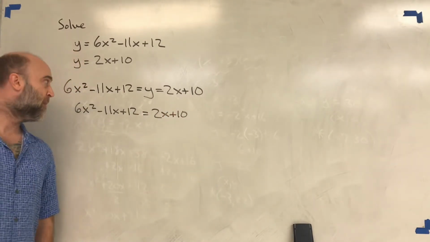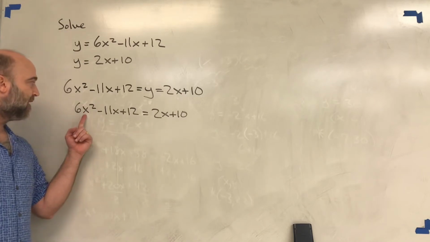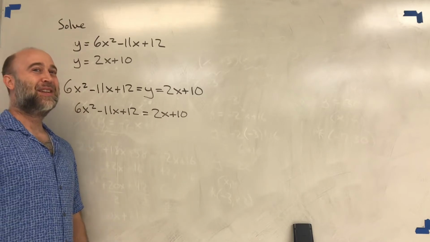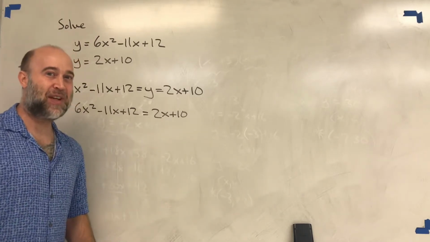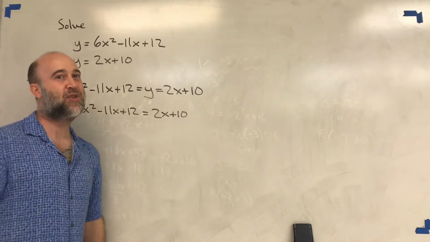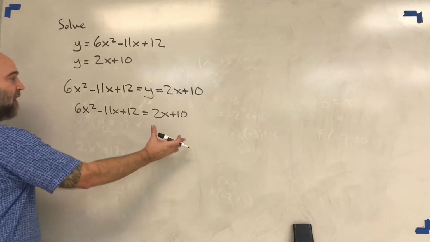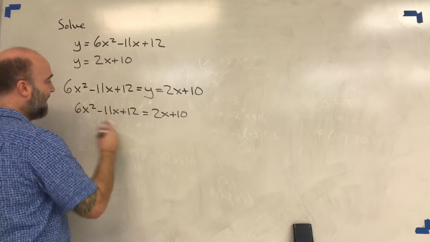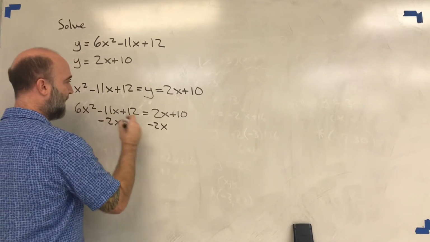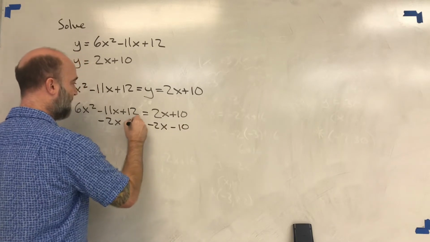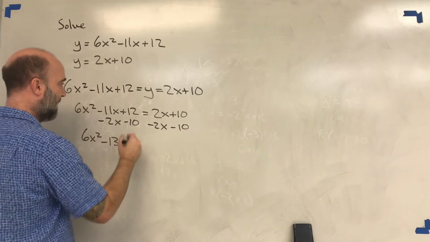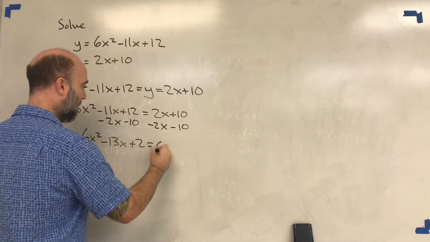All right, do you remember what to do and how to solve when you have a degree of 2 or a quadratic? We need to set it equal to 0. Make everything on one side of the equation and just have a 0 on the other side. Then we can use the zero product property. So I'm going to move everything over to the left side so I can keep my x squared positive. I like to do that if I can. Minus 2x minus 2x. And minus 10 minus 10. 6x squared minus 13x plus 2 equals 0.